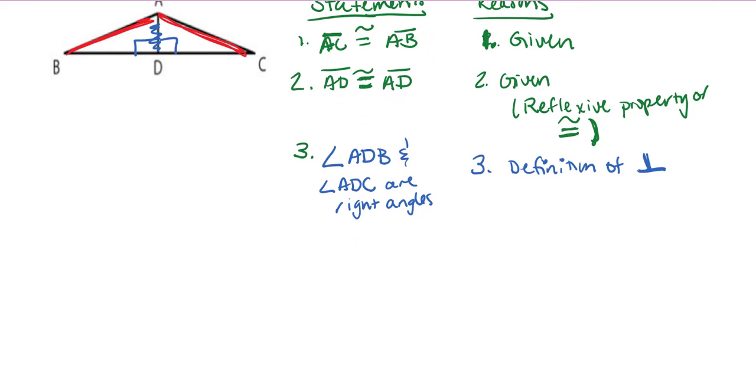And so now we can go to our final statement. Triangle ADB is congruent to triangle ADC. And the reason that these triangles are congruent, we can say, is through the HL theorem. The hypotenuse-leg theorem is shortened to HL. So that just means hypotenuse-leg theorem.